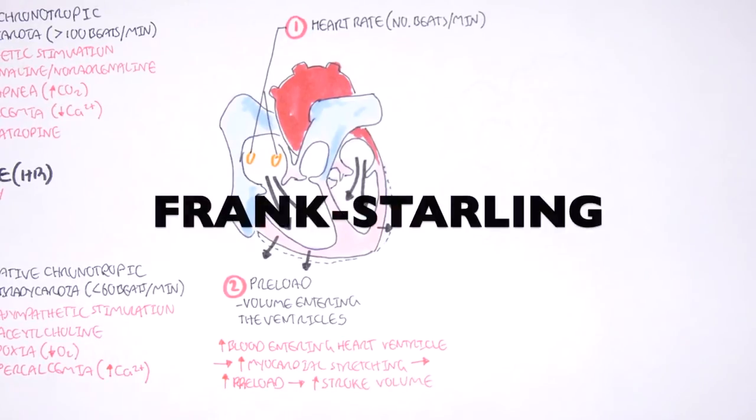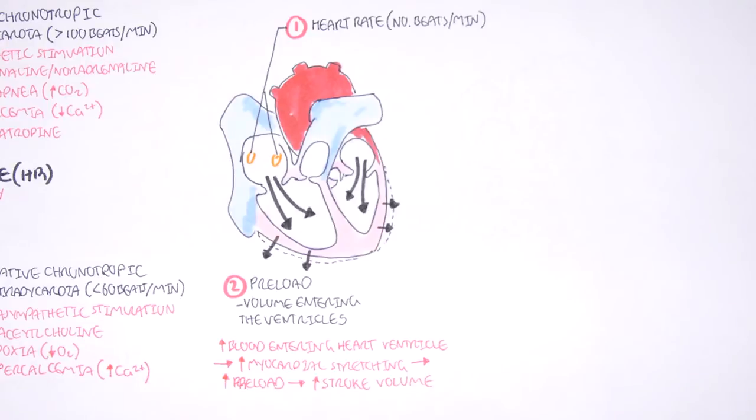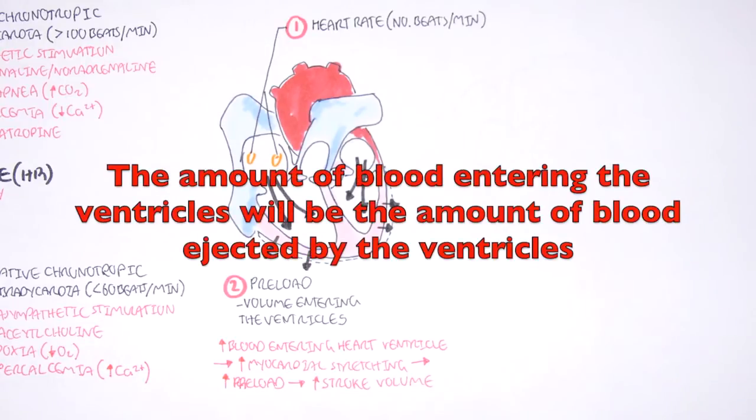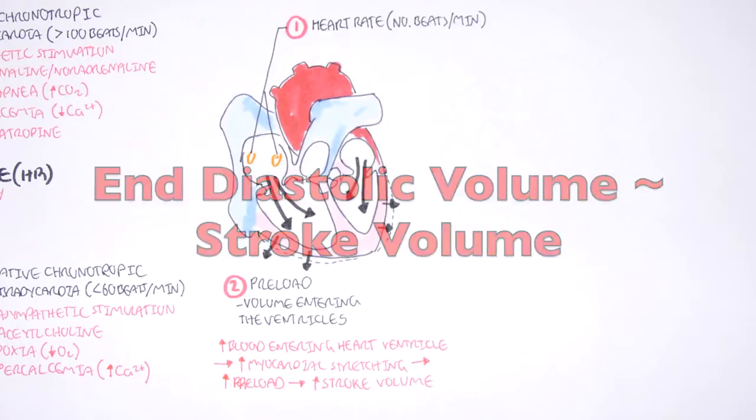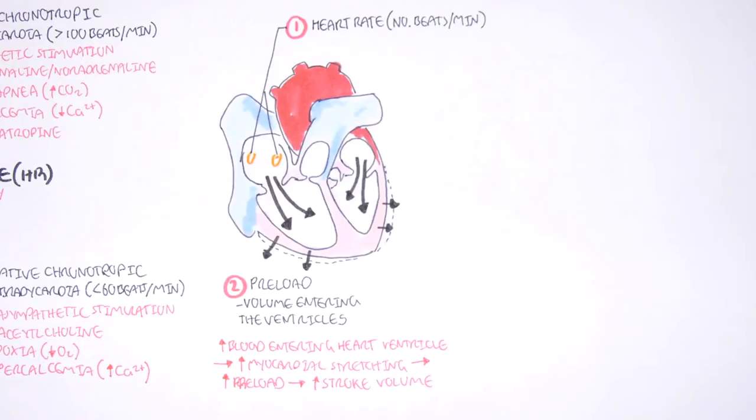Now, just to mention, you all probably have heard of the Frank-Starling mechanism. Well, what is it? To put it into super simple terms, the amount of blood entering the ventricles of the heart would mean that it's the amount of blood ejected from the ventricles to the body. So we would say that the end diastolic volume, which is the volume of blood in the ventricles prior to ejection, will be proportional to the stroke volume. If that didn't make sense, don't worry. Just the Frank-Starling mechanism is important though.